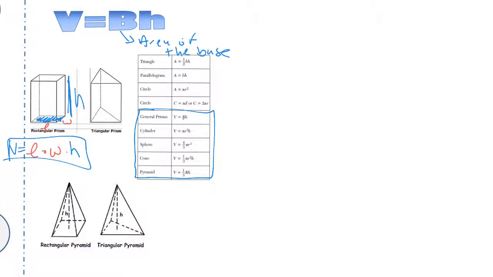So for a triangular prism, the area of the bottom, if it was still the same length and width, is not a rectangle though. So this one's length times width divided by 2, then times the height, because this red shape at the bottom is a triangle. So it's length times width over 2.